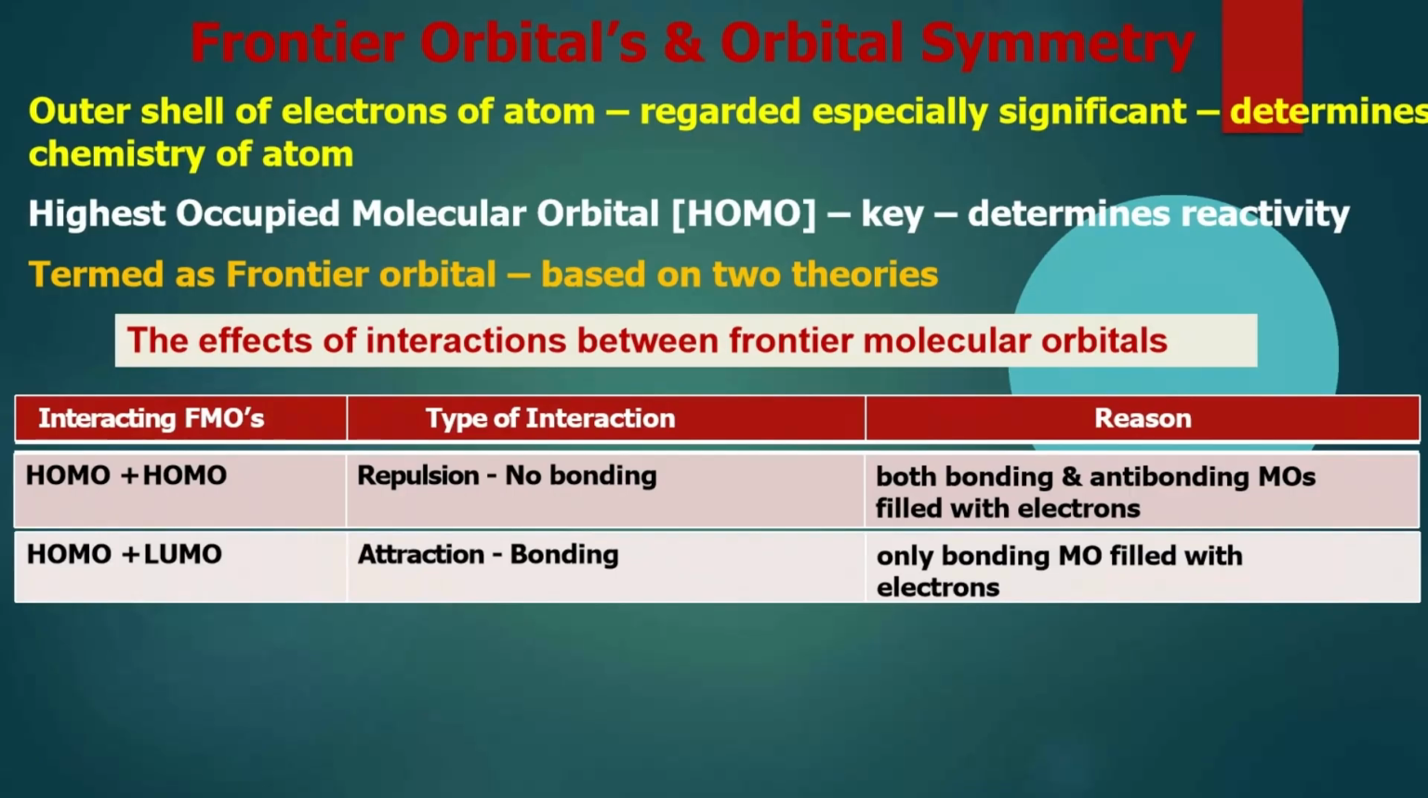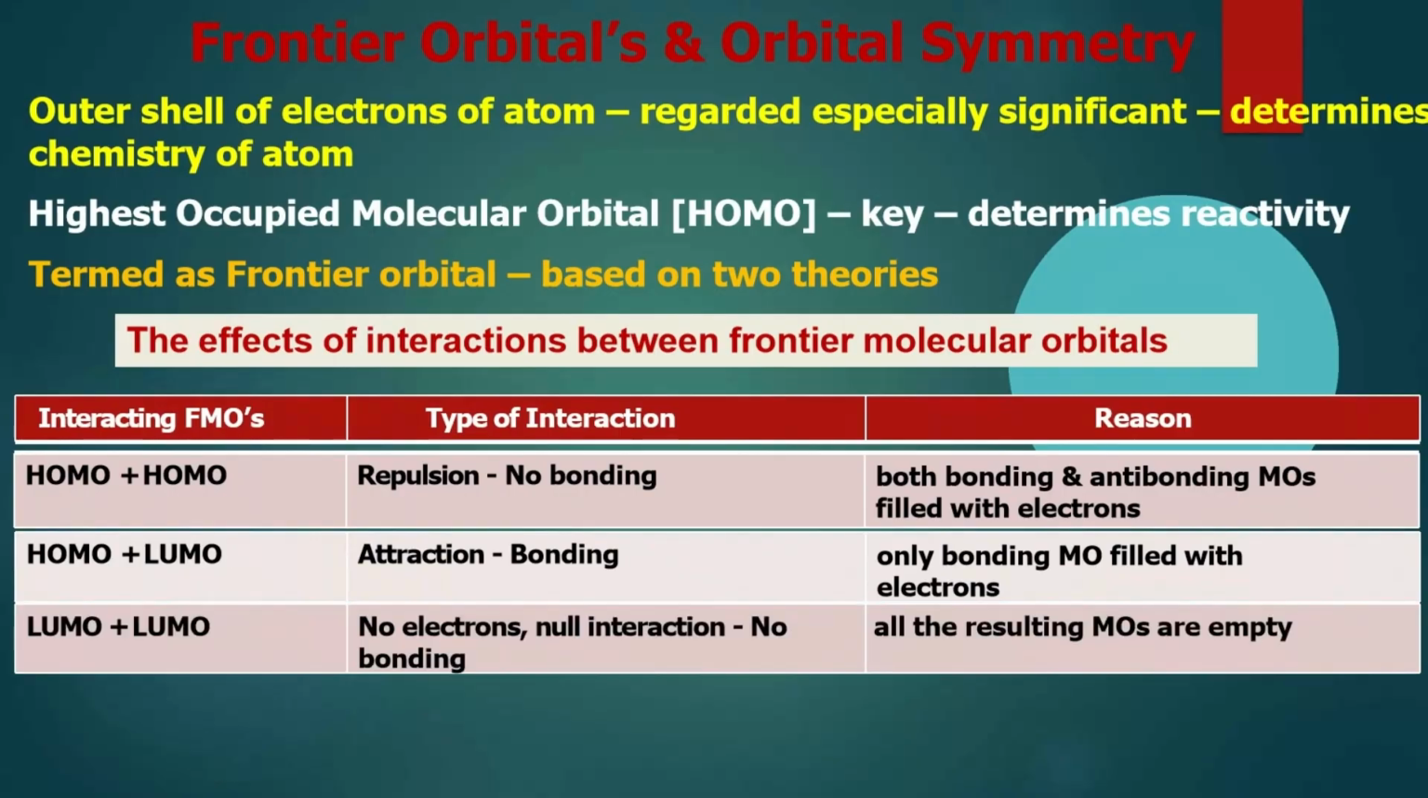If there is interaction between the HOMO and LUMO, HOMO is having electrons filled, LUMO is having electron deficiency. That's why the interaction of HOMO and LUMO can give rise to a bonding situation. HOMO is something like an electron donor, LUMO is something like an electron acceptor. That's why bonding is possible. The LUMO and LUMO both are electron deficient. That's why no interaction is possible.